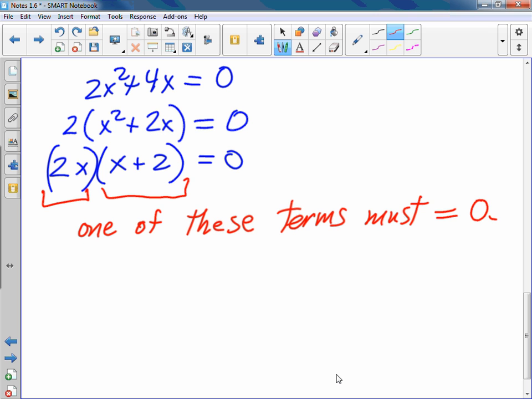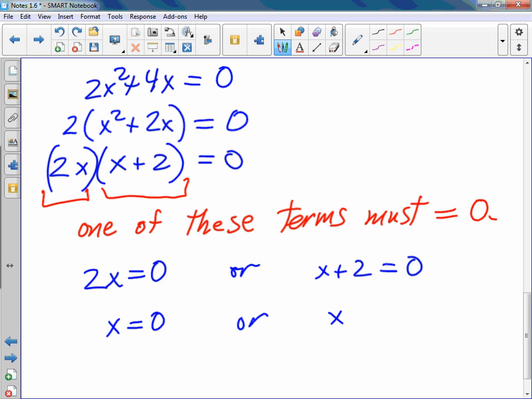Now, so that means that 2x equals 0 or x plus 2 equals 0. So that means x equals 0 or x equals negative 2. Now, but wait, there's more.